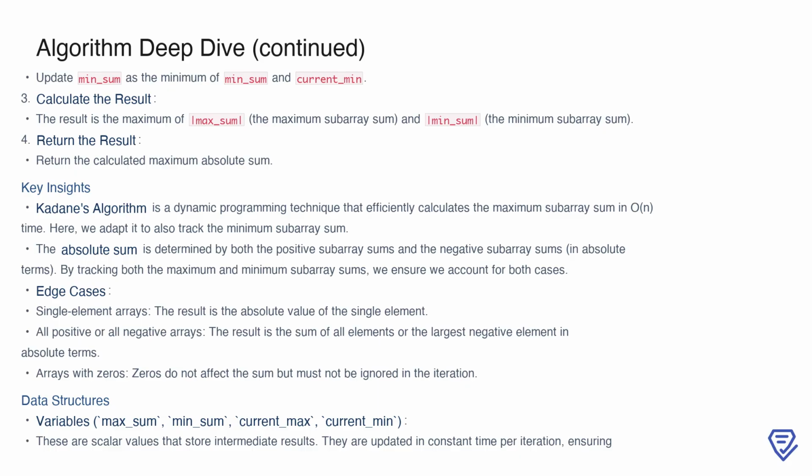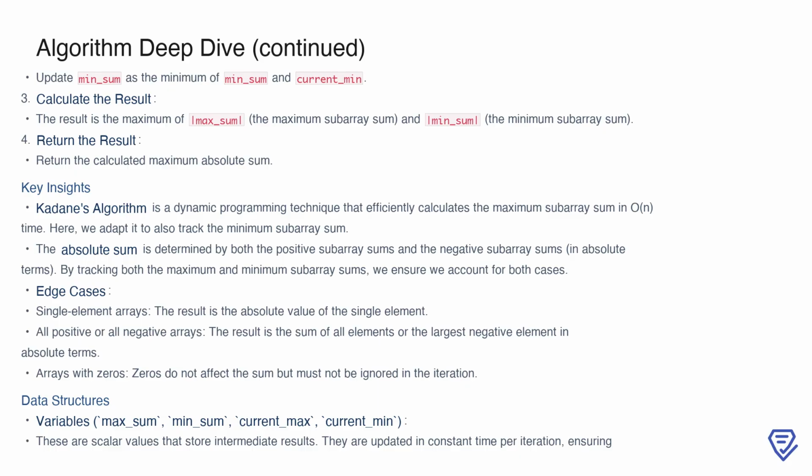Once the iteration completes, we calculate the result by comparing the absolute values of max_sum and min_sum. The maximum of these two values is the final result, as it represents the largest absolute sum of any subarray. This approach leverages the efficiency of Kadane's algorithm, which is a dynamic programming technique that guarantees an O(n) runtime. By extending the algorithm to track both maximum and minimum subarray sums, we ensure that we capture both significant positive and negative subarray sums. This is important because the absolute sum depends on both extremes.